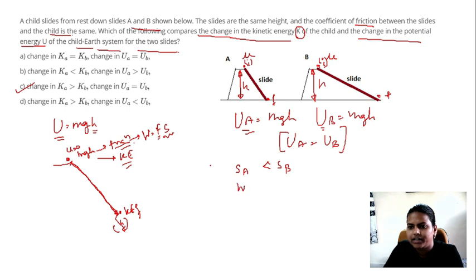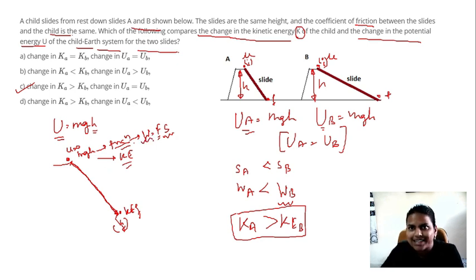The work done to overcome the friction in this case would be less than the work done in overcoming this friction in B. So that's why the kinetic energy in B would be less than the kinetic energy of A. So kinetic energy would be greater in A because the work lost in overcoming the friction is less, whereas in B there would be more friction, more work would be consumed in overcoming the friction and the final kinetic energy would be less.